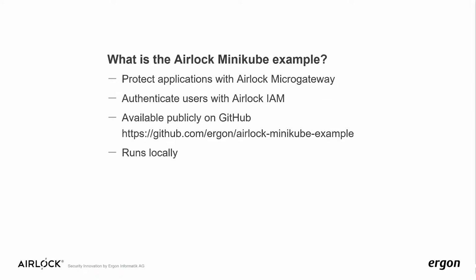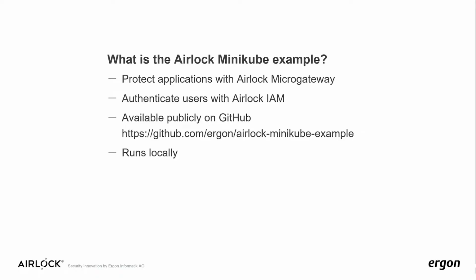So, what is the Airlock Minikube example? The Airlock Minikube example shows how to protect backend applications with multiple Airlock microgateways and how to authenticate users upfront using Airlock IAM. It is an example of how services in an orchestration system can be effectively protected with Airlock products. This Minikube example is a complete package with all the components included to demo Airlock use cases in a local Kubernetes environment. That means you can download this setup publicly on GitHub and run it on your local machine.